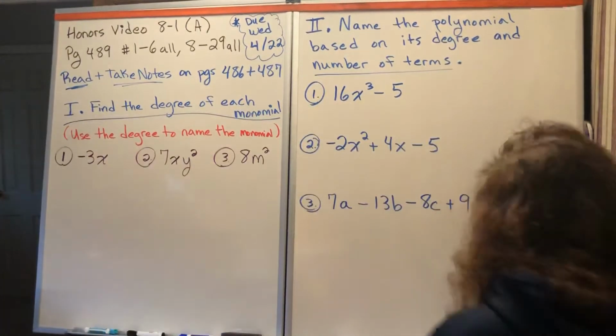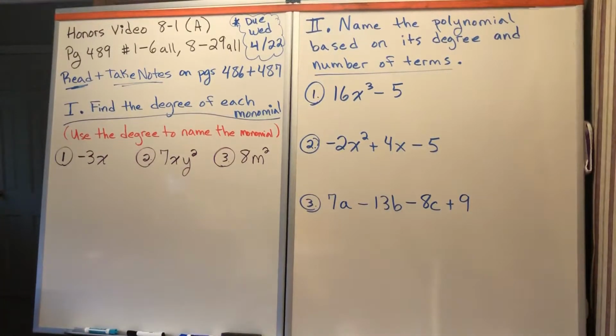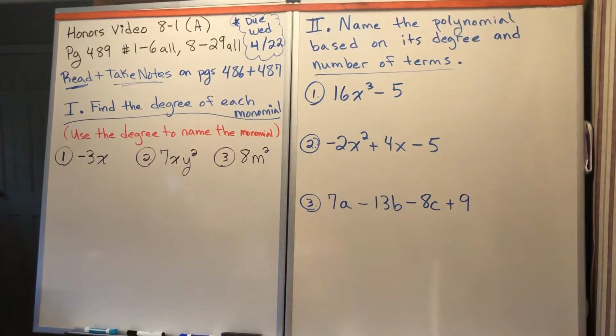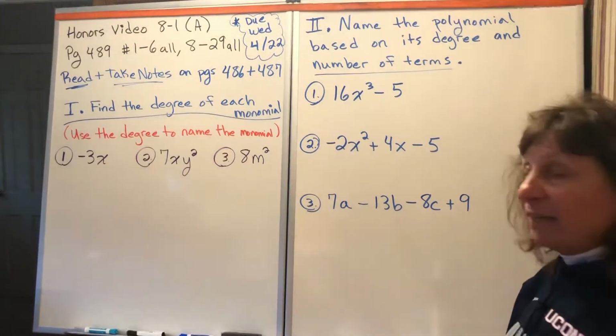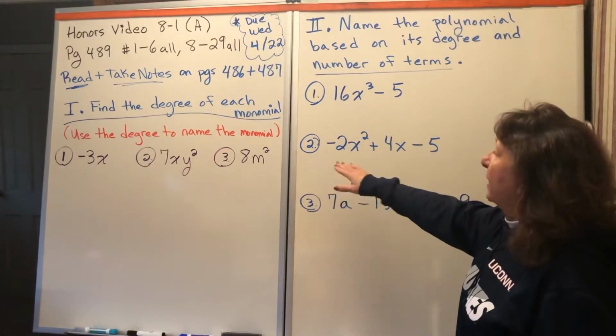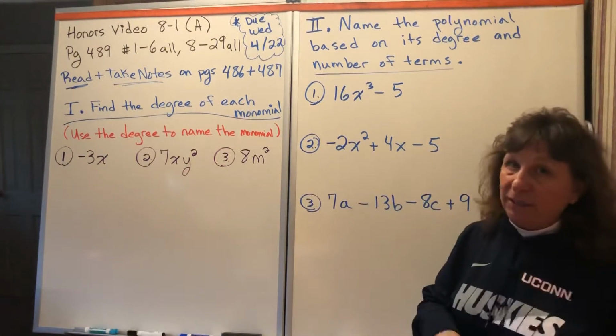First of all, I'm going to take a look at how I set up each of my expressions in this section. I wrote them all in standard form. They don't always come to you in standard form, but you always write your final answer in standard form. Standard form means from highest degree to lowest degree. And in order to do that, you're going to need to know how to find the degree of a single term and how to find the degree of a polynomial.